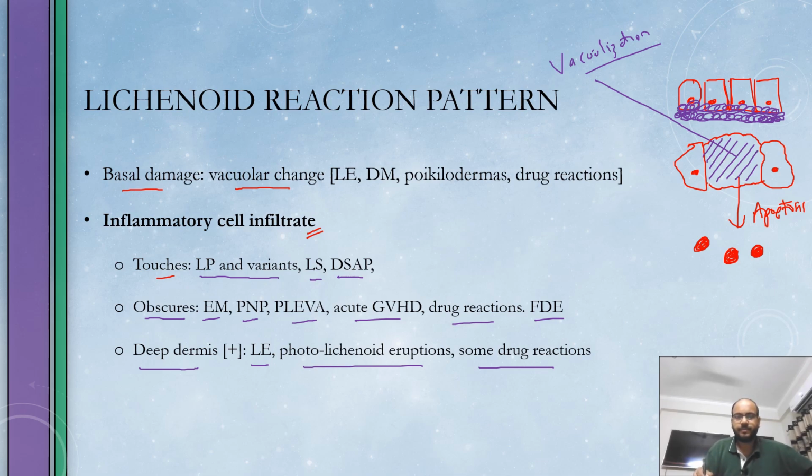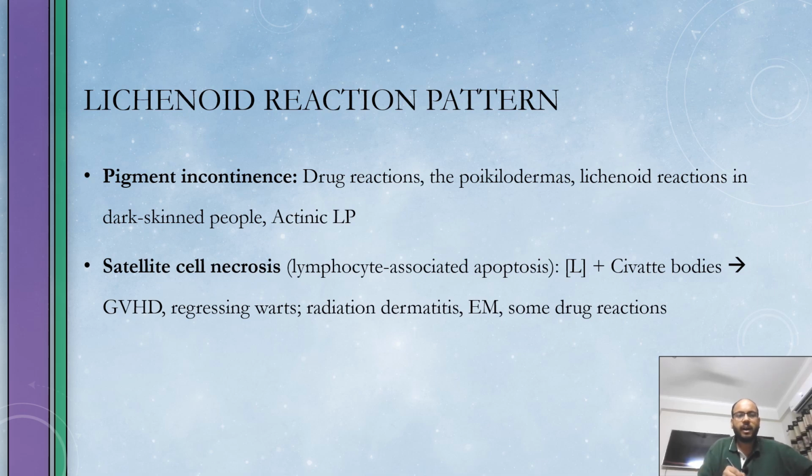Let's move forward. There is marked pigment incontinence. Now, where does the pigment come from? When you have keratinocyte damage, every keratinocyte has melanin. The melanin will drop down, and when it drops down, it gets accumulated or deposited at the level of the papillary dermis. A good amount of pigmentary incontinence is seen in drug reactions, poikilodermas in which pigmentation is a part, and lichenoid reaction in dark skinned people, because in dark skinned people you have more melanin. You have more accumulation of pigment at the level of the epidermis, so more pigment gets lost.